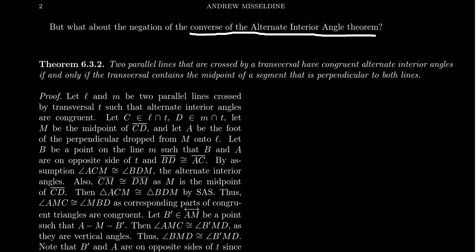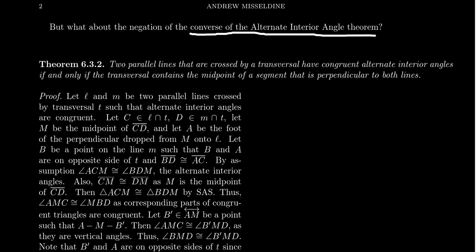So the negation just says it allows for the possibility of having parallel lines with incongruent alternate interior angles. It does not say that alternate interior angles can never be congruent. And so in hyperbolic geometry, it kind of begs the question, under what circumstances might alternate interior angles still be congruent? Like, under what circumstances will the converse of the alternate interior angle theorem still be true? It won't always be true, but sometimes it will be, right?